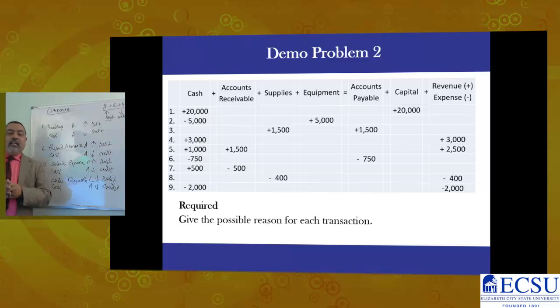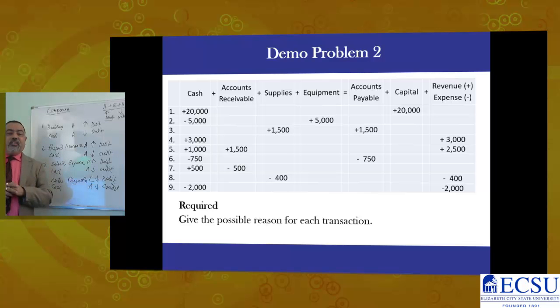Number 4 is I see an increase in cash and an increase in the revenue. So that would mean I provided some service and I got a revenue. So I would say the revenue received in cash would be number 4.